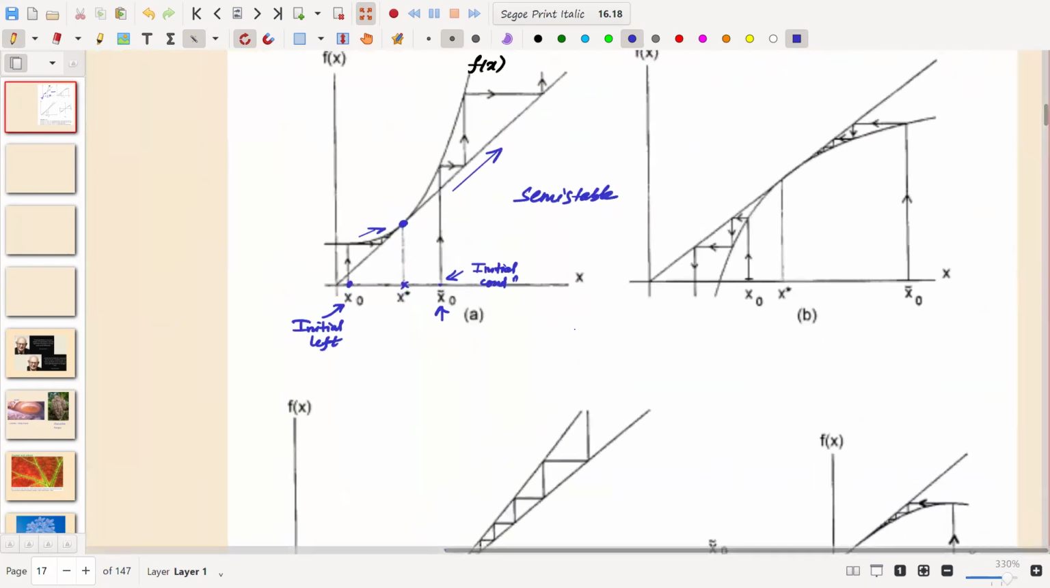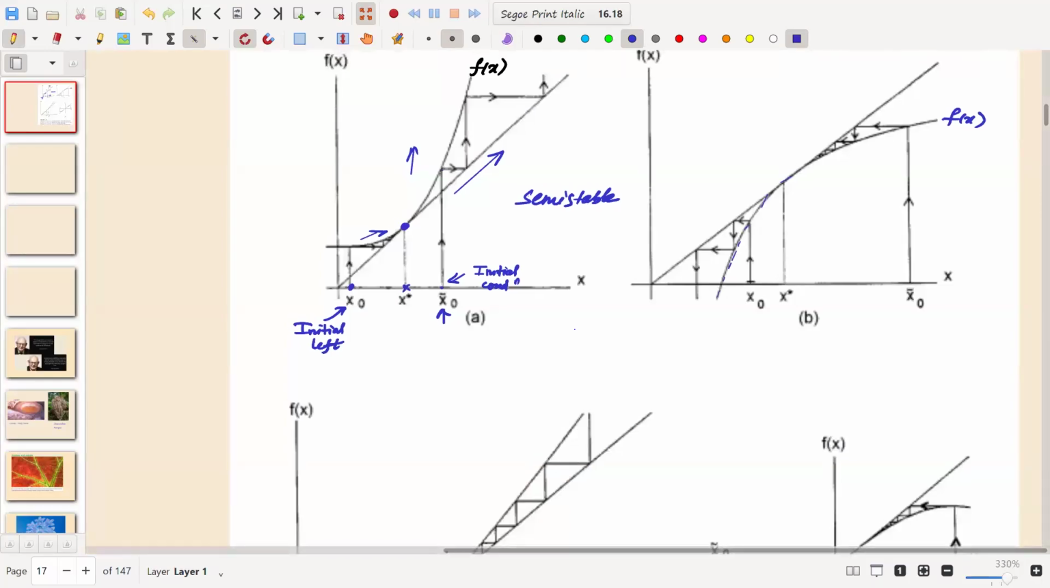Same thing you can see now. The curvature of the function is different. Here it has bent upwards. Now it has bent downwards. When it is bent downwards, you can see this is the fixed point.